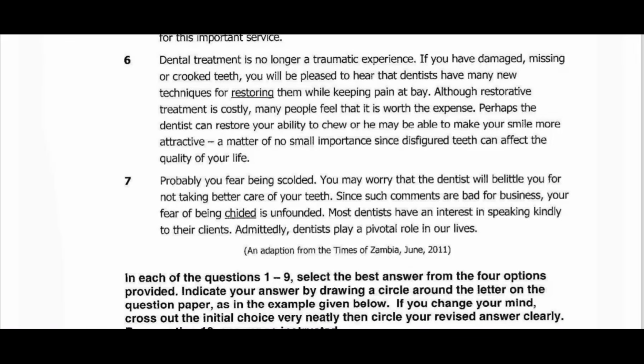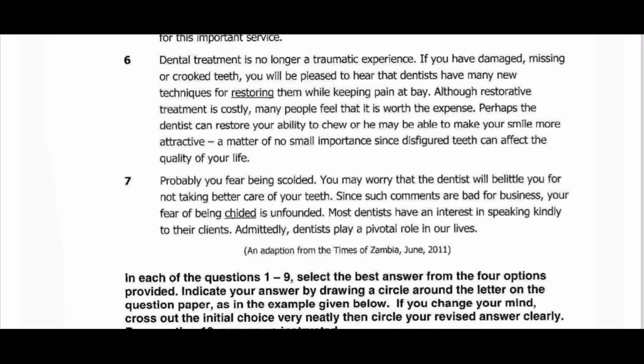Probably you fear being scolded. You may worry that the dentist will belittle you for not taking better care of your teeth. Since such comments are bad for business, your fear of being chided is unfounded. Most dentists have an interest in speaking kindly to their clients. Admittedly, dentists play a pivotal role in our lives.